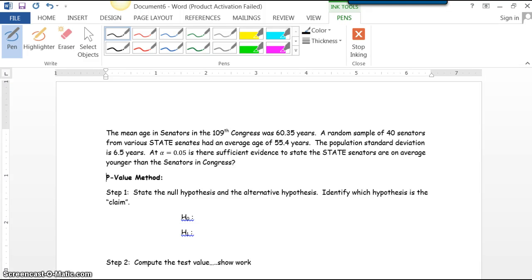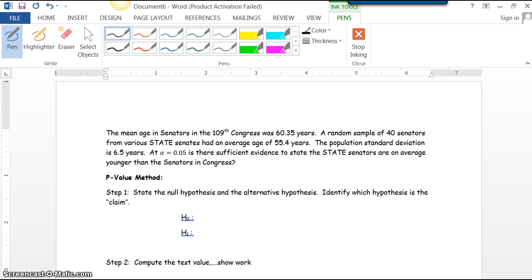This is a hypothesis test about mu, the population mean. We are going to do the p-value method. The mean age in senators in the 109th Congress was 60.35 years. A random sample of 40 senators from various state senates had an average of 55.4 years. The population standard deviation was known to be 6.5.